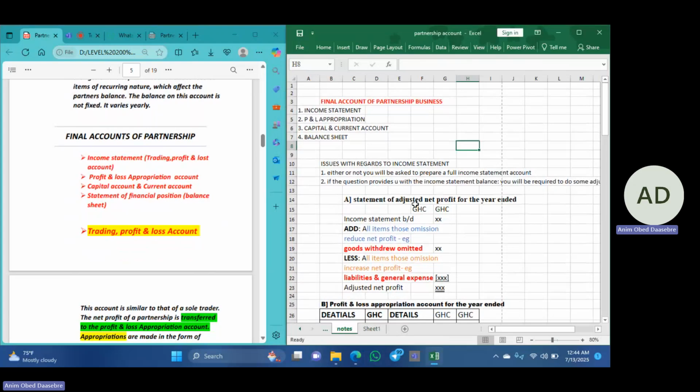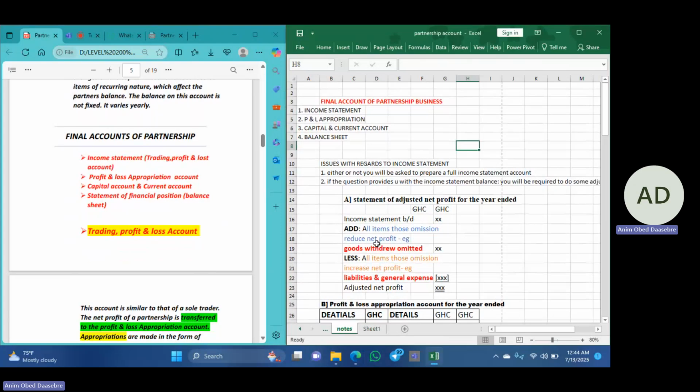Do you get it? So that will give rise to an account called adjusted net profit for the year. To adjust that net profit, you open this account called the statement of adjusted net profit for the year. First, you bring forward the reported profit that they give to you in the question. You record it, then you write the figure over there. Then you now add all items whose omission reduced the net profit.